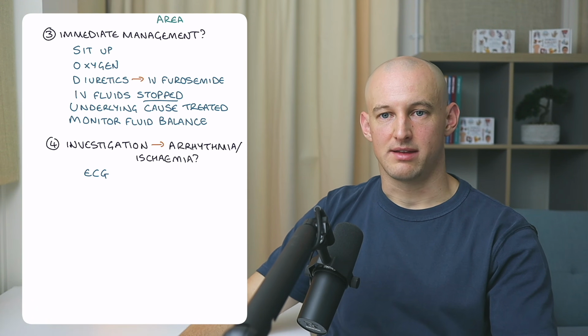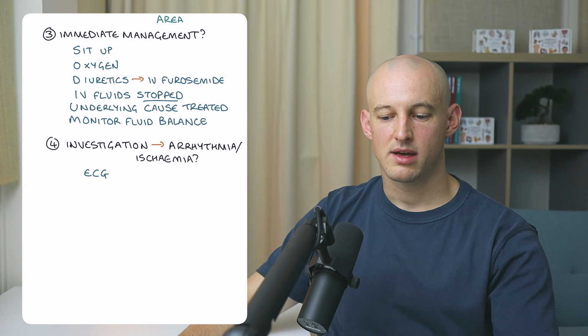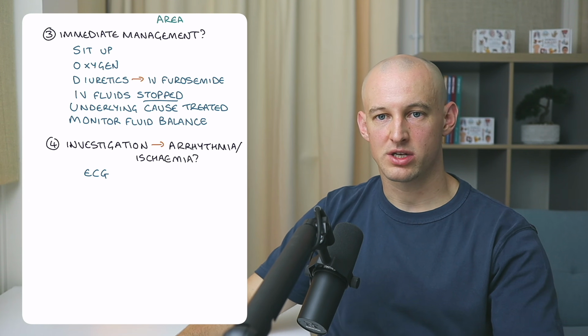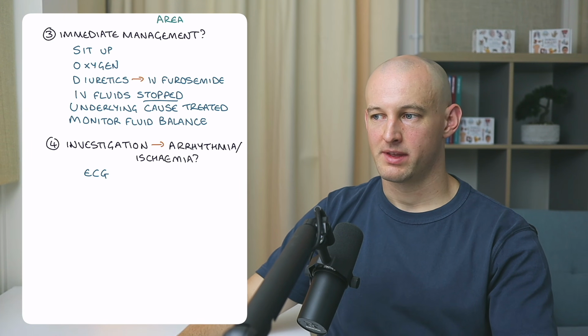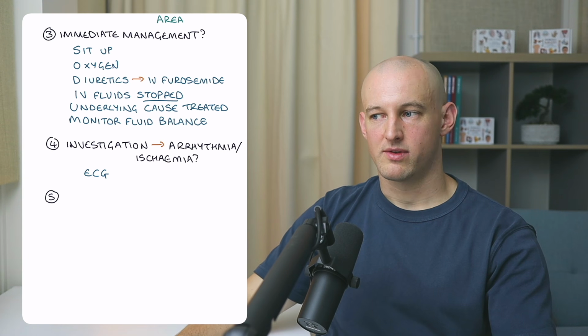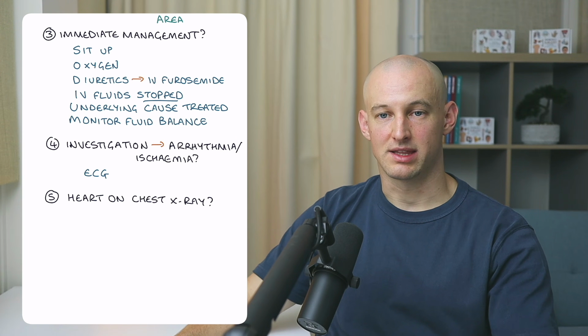An ECG. So if you see this patient, do an ECG, just make sure they're not having a new myocardial infarction, or they've got no problem with an arrhythmia like fast atrial fibrillation or something. Question 5. What appearance of the heart will be seen on a chest X-ray in this patient?